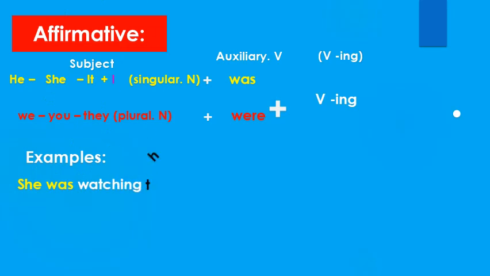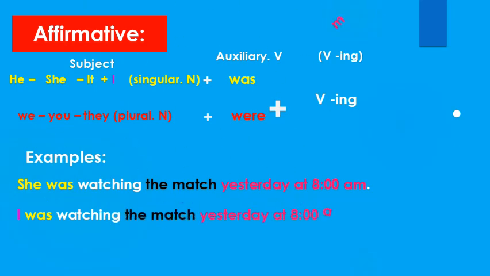Examples: She was watching the match yesterday at 8 a.m. If the subject is singular like she, here you add was with verb ing, watching. Another one, I was watching the match yesterday at 8 a.m. If the subject is also I, we add was with verb ing. They were watching the match yesterday at 8 a.m. If the subject is plural like they, we add were with verb ing.